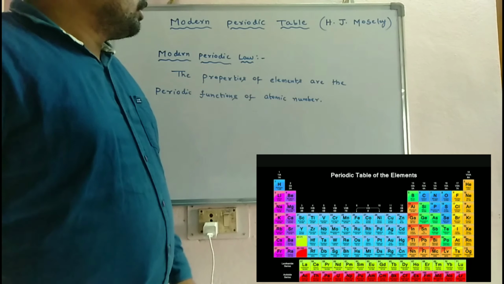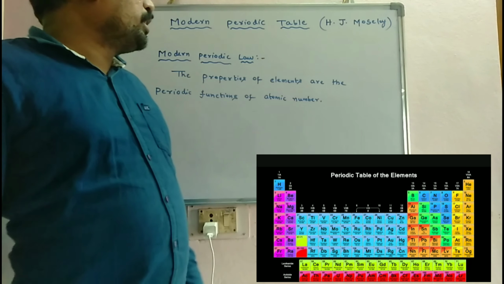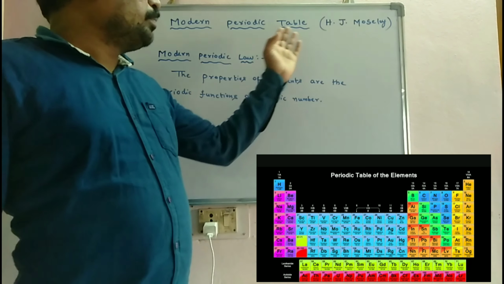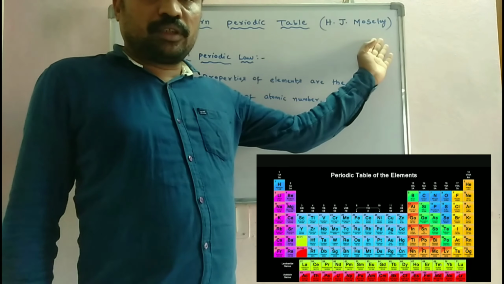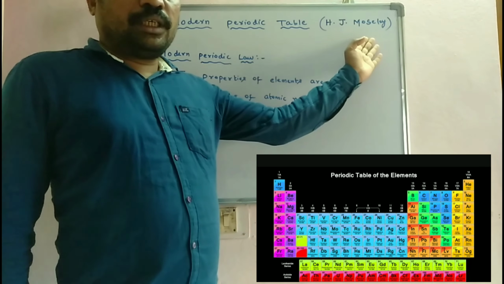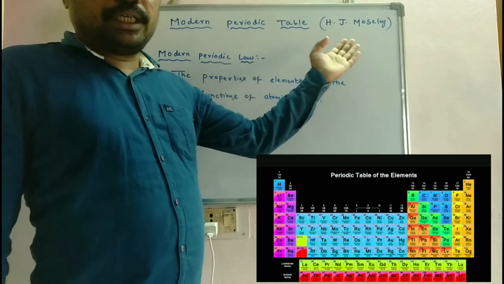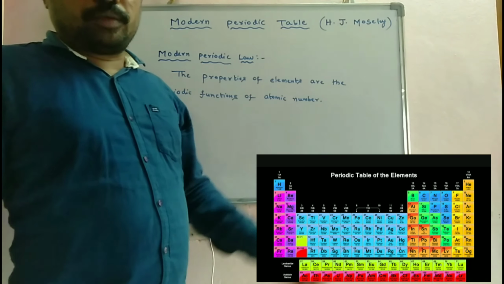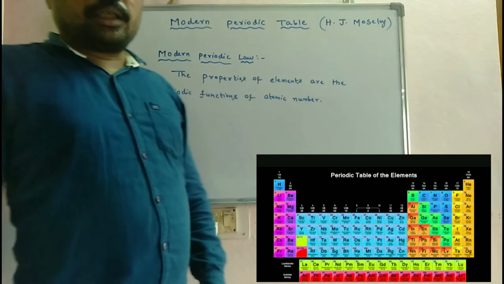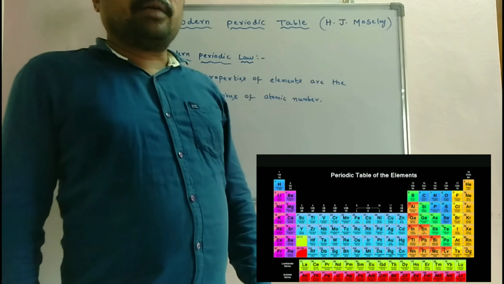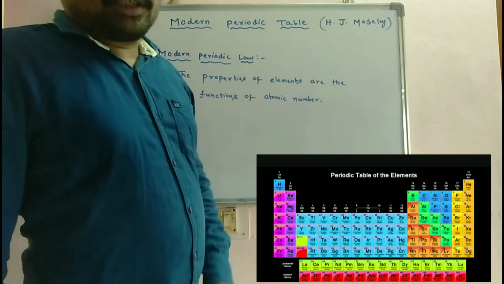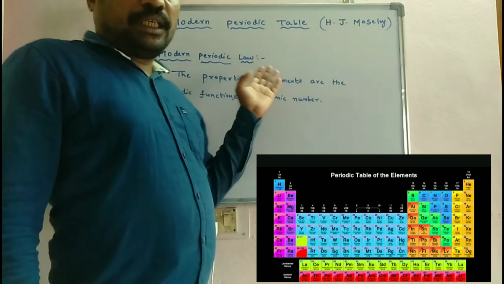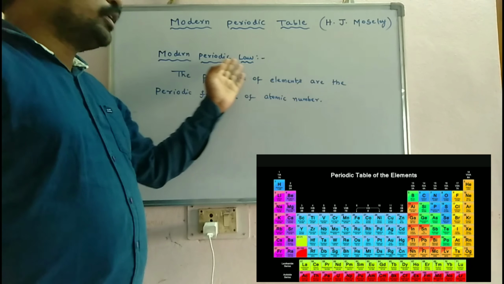Hi students, so today we are going to discuss the Modern periodic table. This Modern periodic table was introduced by the scientist H.J. Moseley. H.J. Moseley first made an attempt to find the atomic number. He said that atomic number is nothing but the number of protons in an atom, right? Based on the atomic number, he set a law called Moseley's periodic law.